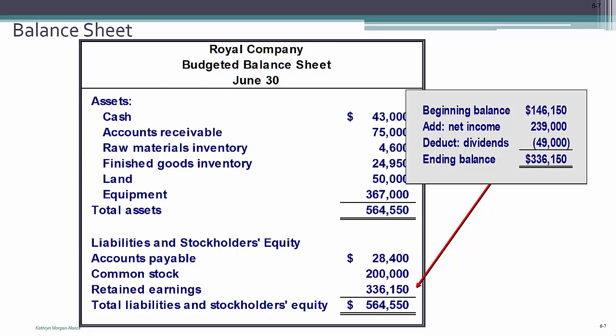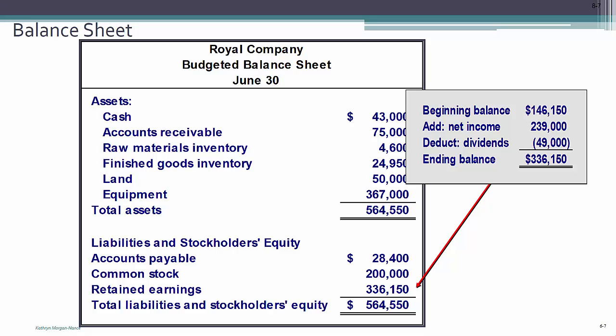The balance in retained earnings at June 30th is $36,150, which is calculated as the beginning balance plus net income minus dividends paid. That's $146,150 plus $239,000 minus $49,000. And we're all done. Fantastic job. Thanks for sticking with it.